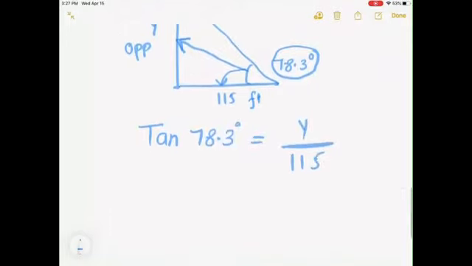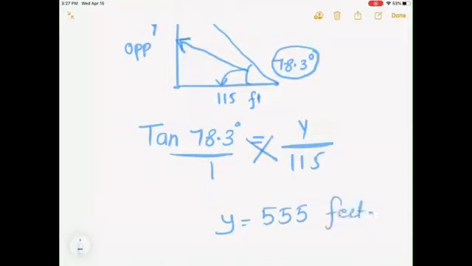Now this becomes a normal algebraic equation, so I'll just solve it with cross product. Finally, y is equal to 555 feet. Yeah, so this is pretty much all. That's how we solve right triangles.